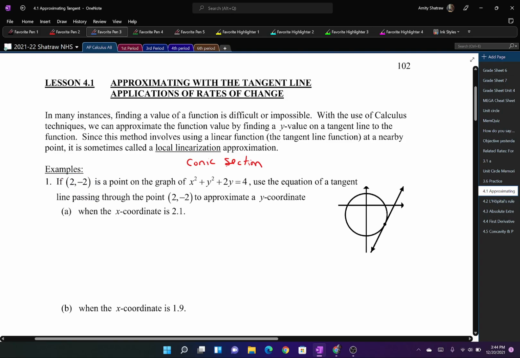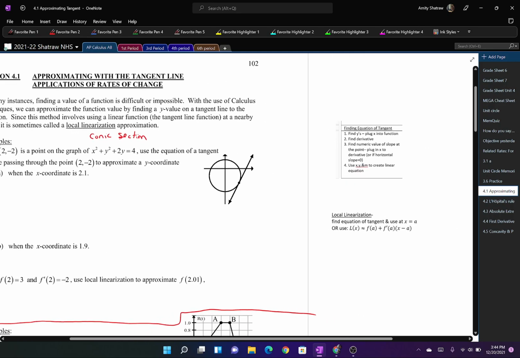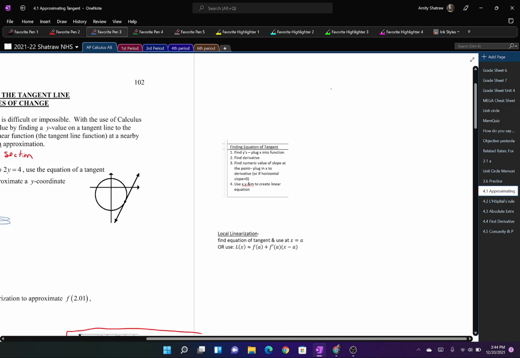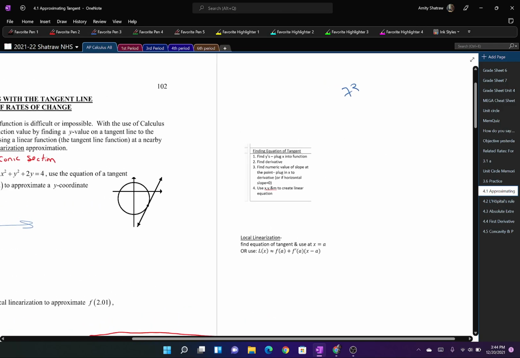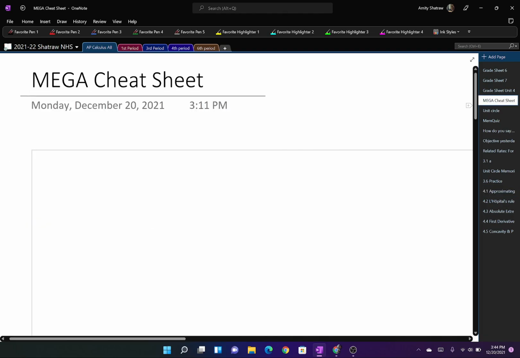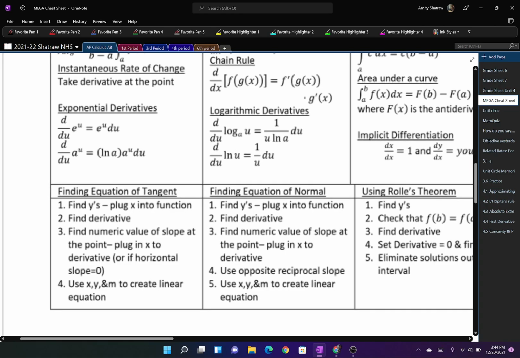I tried to practice this part. This is going to be hard for me to do in this teeny little space, so I'm going to move over there. I'm going to say that I have x squared plus y squared plus 2y equaling 4, okay? And I'm going to find the equation of my tangent using my cheat sheet. Remember, right here on the cheat sheet, I have finding the equation of a tangent.